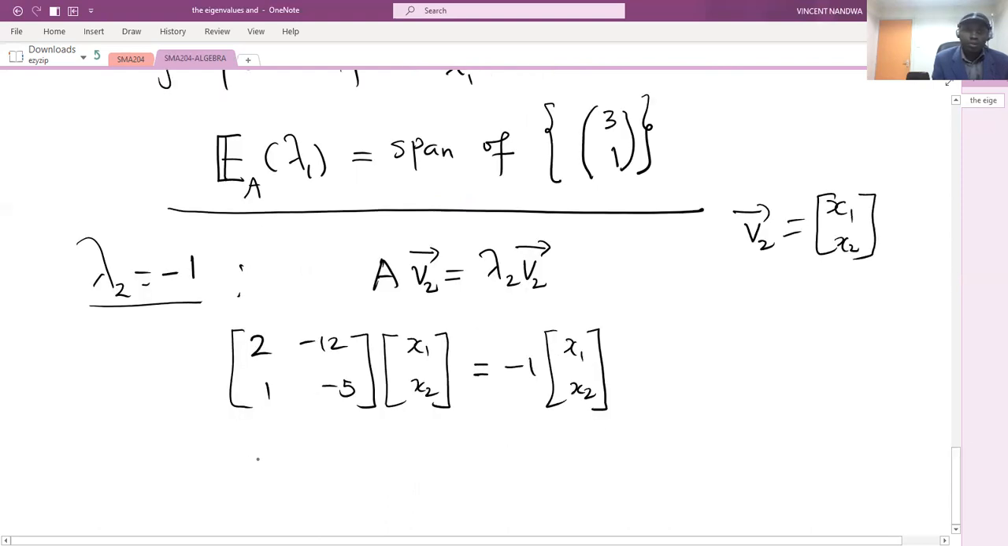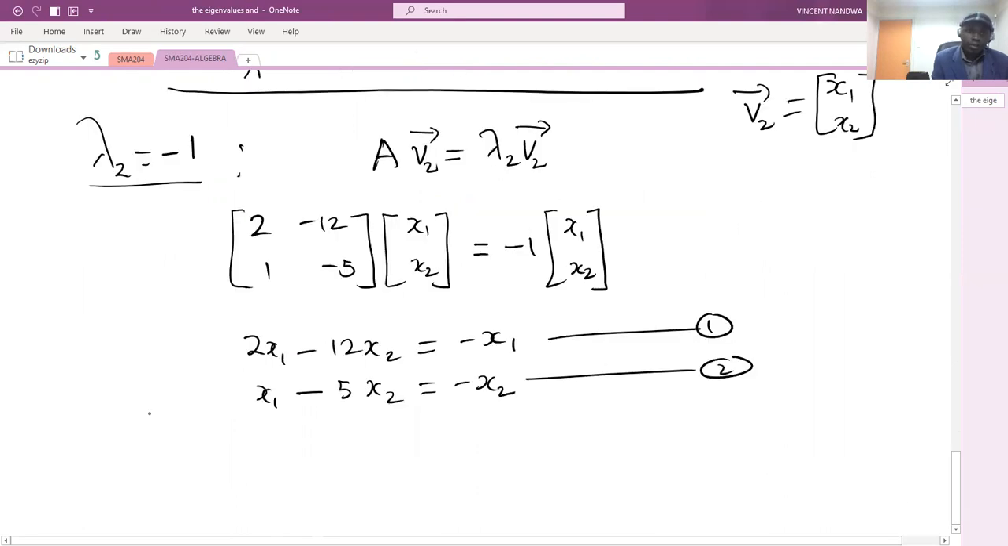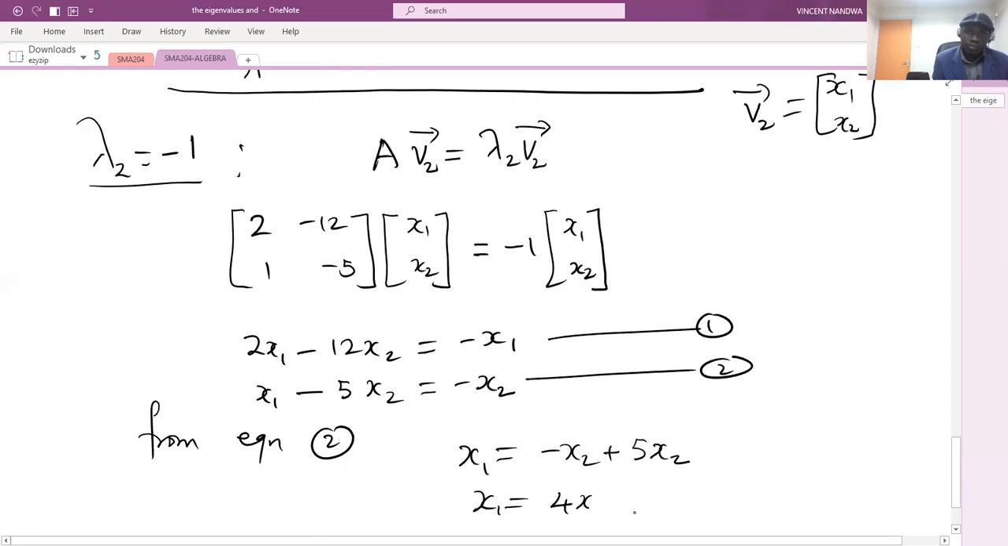So this will be 2x1 minus 12x2 equals to minus x1. This is equation 1. And then x1 minus 5x2 equals to minus x2. This is equation 2. And then from equation 2, we see that x1 equals to minus x2 plus 5x2, which means x1 equals to 4x2.